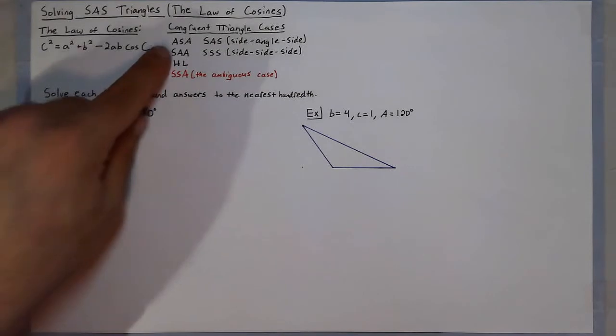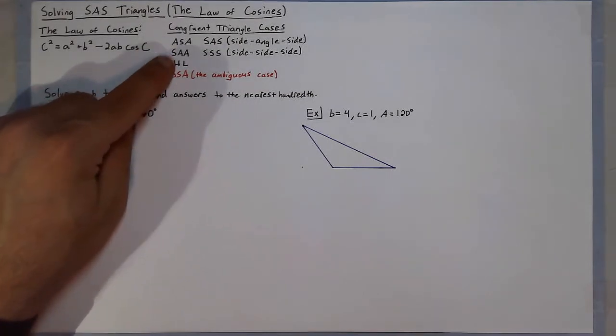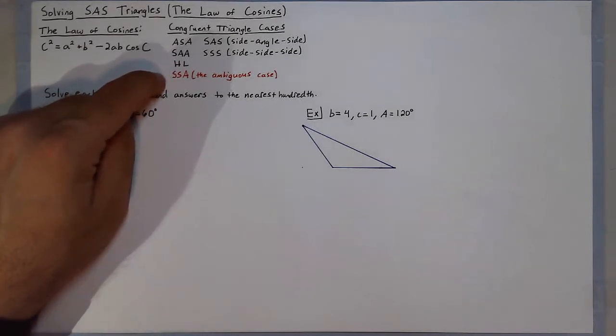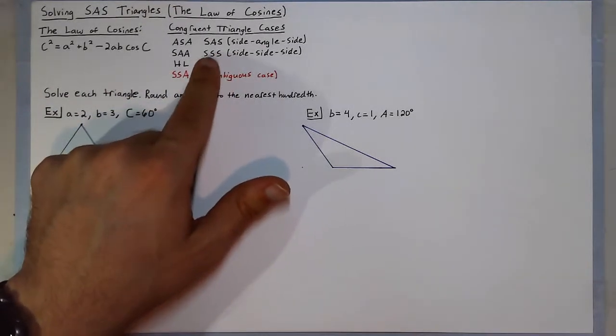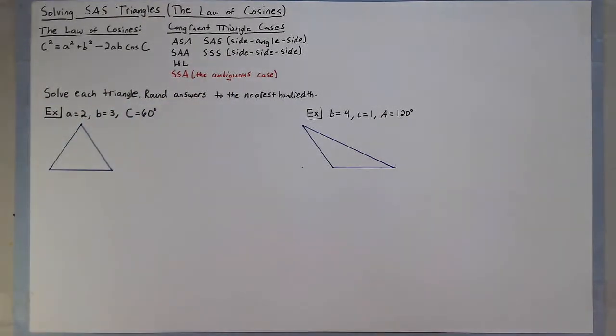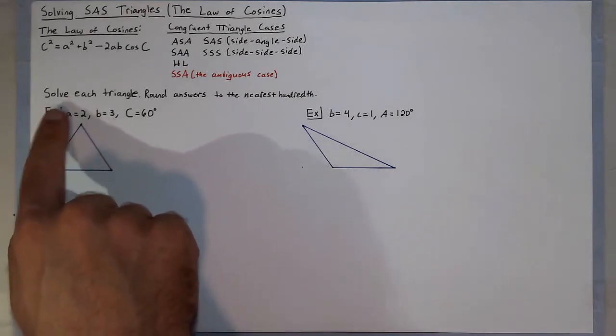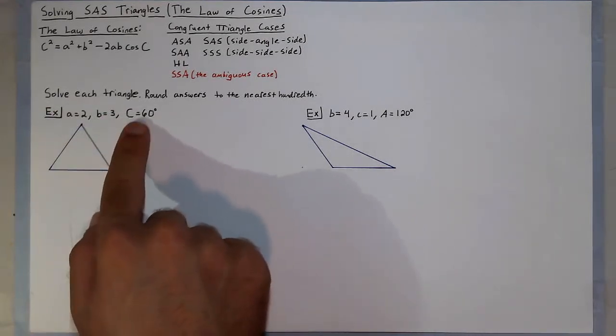Now, in previous lessons, we've talked about angle-side-angle, hypotenuse-leg, and side-angle cases for triangles. And the law of cosines addresses side-angle-side and side-side-side cases of triangles. So first, we're going to talk about the side-angle-side triangles. Each of these triangles below are in a situation where you have two sides and the angle between them.